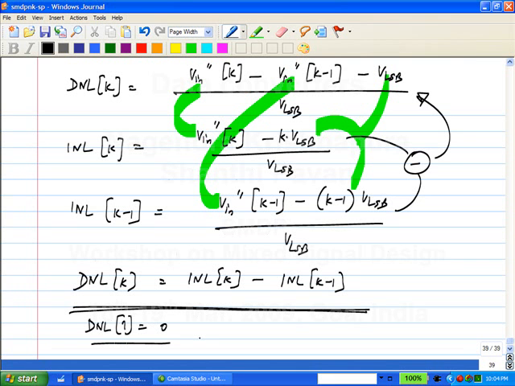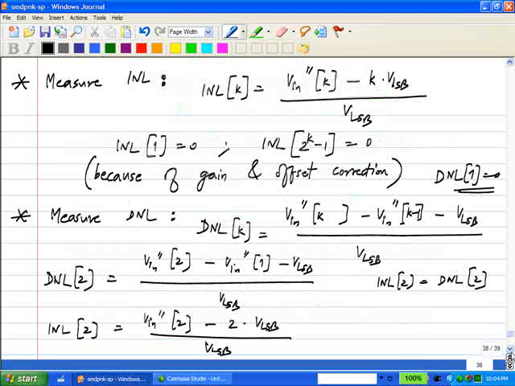So the procedure is hopefully clear. You first correct for the gain error, then the offset error, then measure the deviations of each point from the ideal values to get the INL, measure the intervals and find the difference from VLSB, that is the DNL, and there is a relationship between DNL and INL. You don't have to calculate them separately. Okay. Any questions on this? So these are the basic DC specs of the A to D converter. Okay.